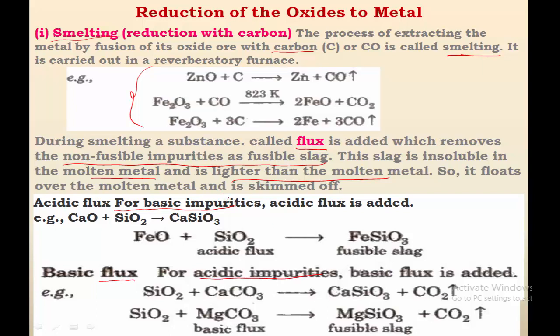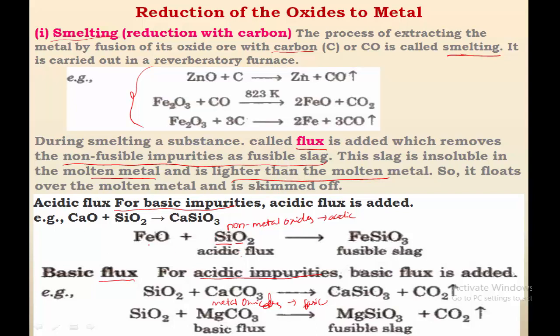So how to find out whether the impurity is basic or acidic? Simply remember the non-metallic oxide. Silicon is a non-metal, so its oxide, and non-metal oxides, are acidic in nature, and metal oxides or metal carbonates are basic in nature. Okay, metal oxides or carbonates are basic in nature. So if non-metal oxides are there, they are acidic.